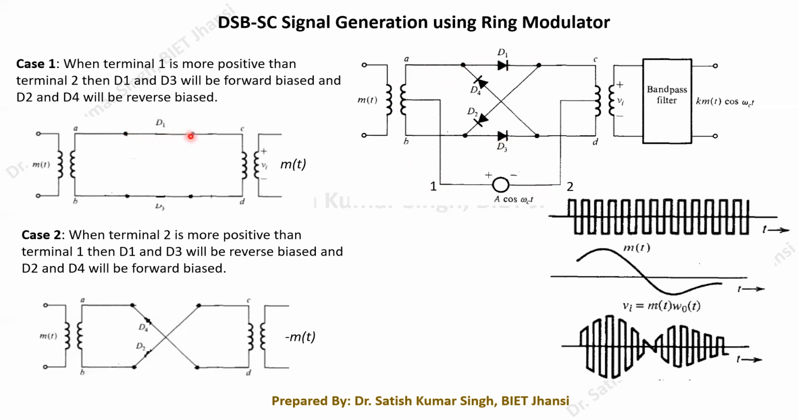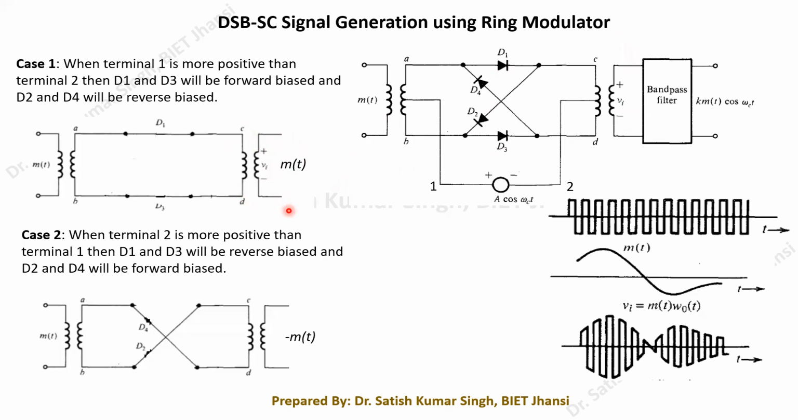So they get short circuited, and then this m(t), because of the transformer induction, will appear across these two terminals A and B, and then ultimately across terminals C and D. So finally we get the output at these two terminals, which will be equal to m(t) only. Whatever message signal we have connected will appear across these terminals.